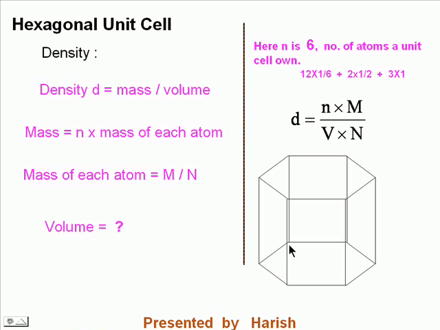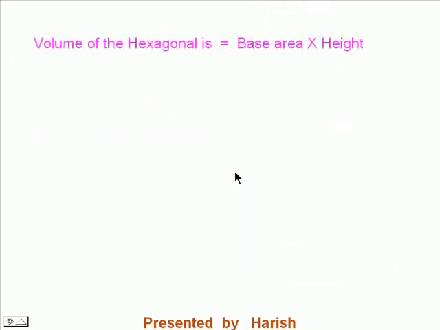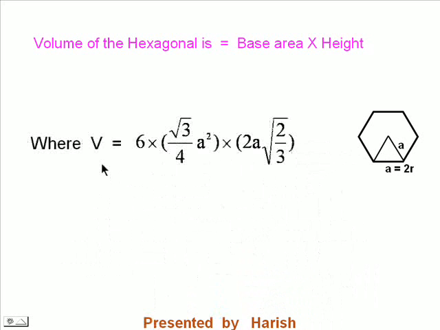So what about volume here? Let's look at volume. Volume of this kind of thing is volume of the base into height. So volume of the hexagon is base area into height. So this is the base. I'm looking from the top. This is the top view of this hexagon. So what I do is I'll have a triangle here. I'll join the ends of a side with the center of the hexagon. So that will give me an equilateral triangle.